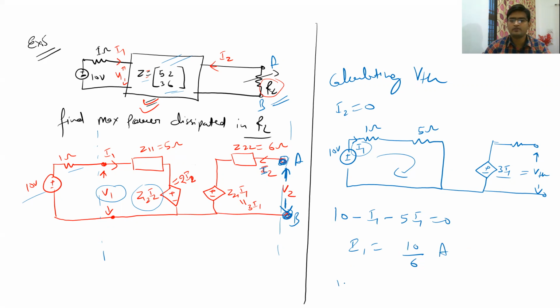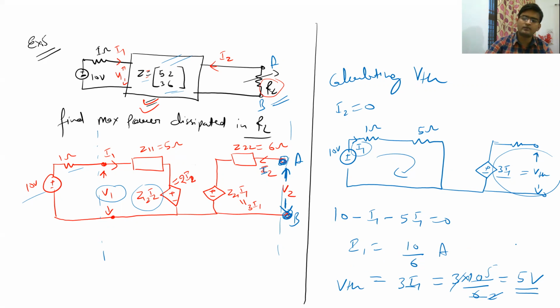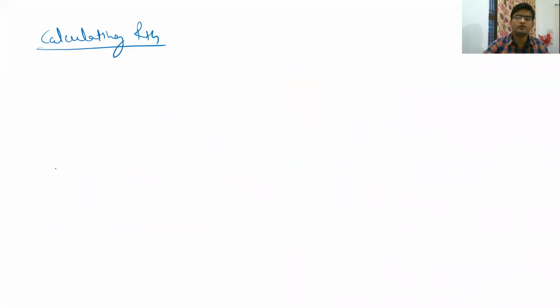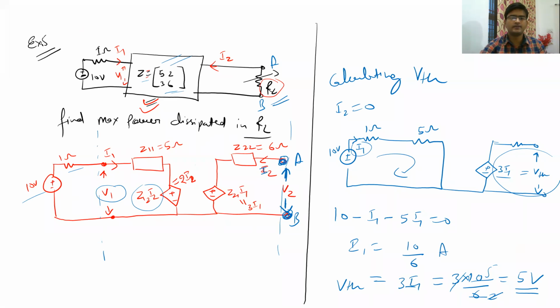So what is the value of VTH from outside? VTH is nothing but 3I1, which is equal to 3 into 10 divided by 6. So you will get 5 volt. So your VTH is 5 volt. Now let's calculate RTH. To calculate RTH, all we have to do is deactivate all the independent voltage and current sources in the circuit, and then find out. So we have to draw a modified circuit.